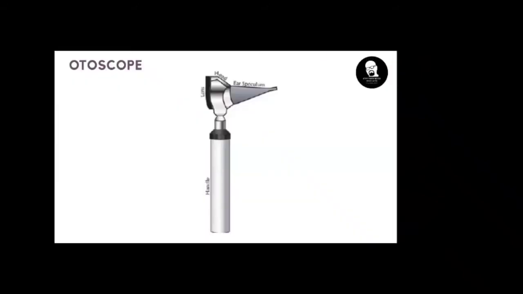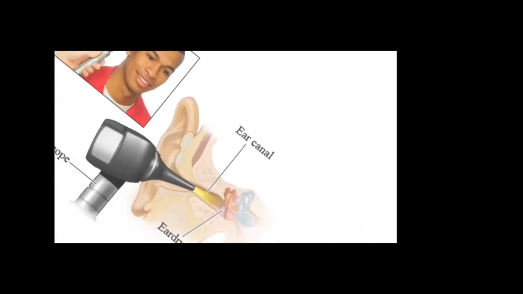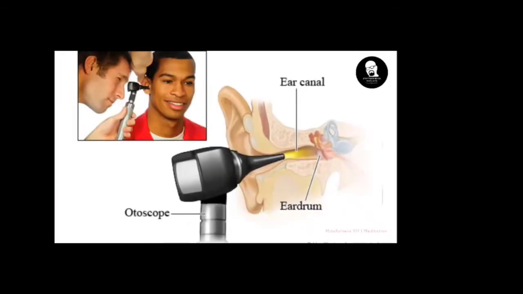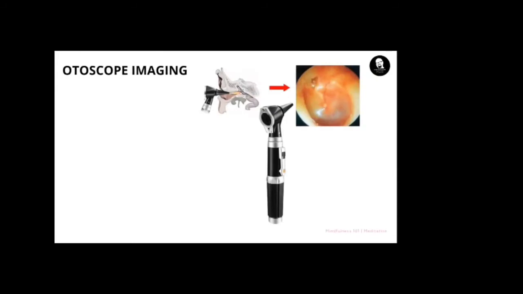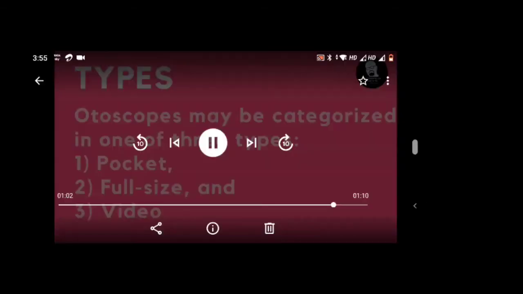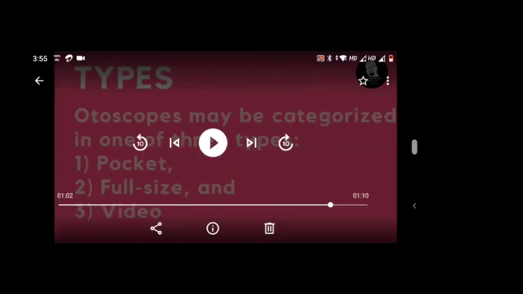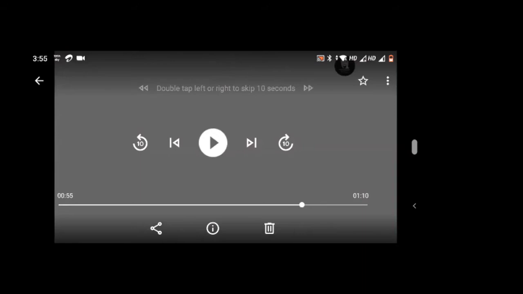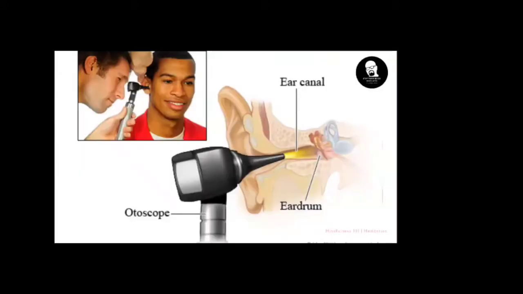This is another look. You can view this particular thing. This is another view, and this is the way we can use the otoscope. We can place it into that particular region. This is the image that we can see clearly. So this is the type of otoscope we are supposed to use here. I will show you again. Yes, this is the way we are supposed to use the otoscope.